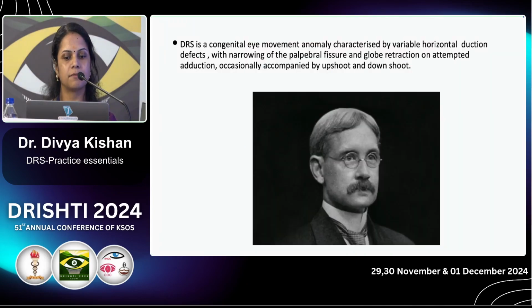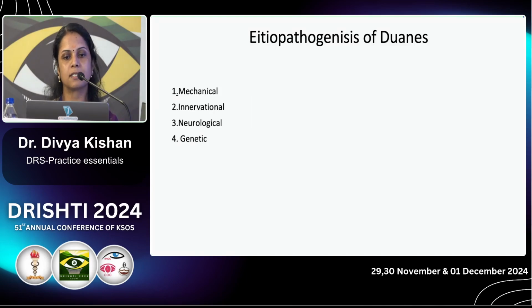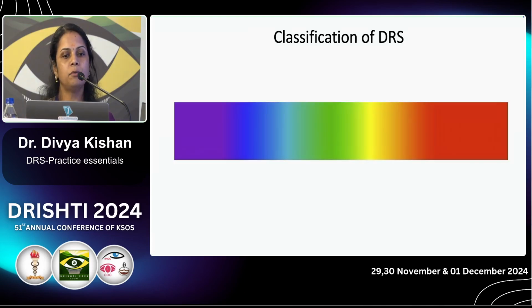And it is named after Dr. Alexander Duane, who had put in a case series of 54 cases of Duane's for the first time. The etiopathogenesis includes mechanical, innervation, neurological, and genetic factors. I would be discussing the classification of Duane's retraction syndrome.